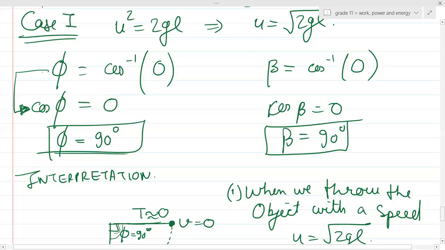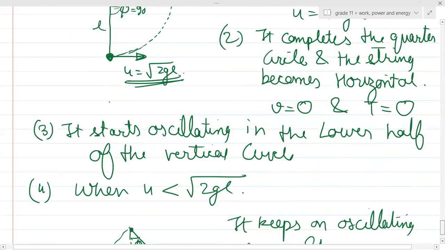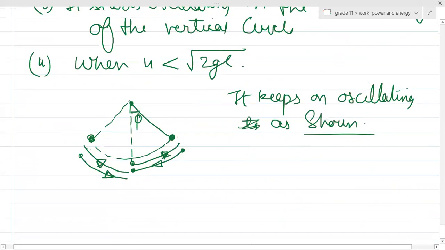Okay. So this was the first case, guys. Is this clear? When u is equal to under root of 2gl, and when u is less than under root of 2gl, then what will happen? Okay, now let's discuss case 2.